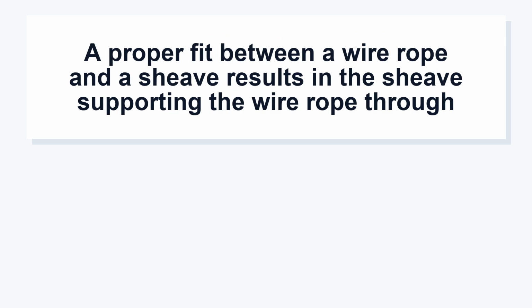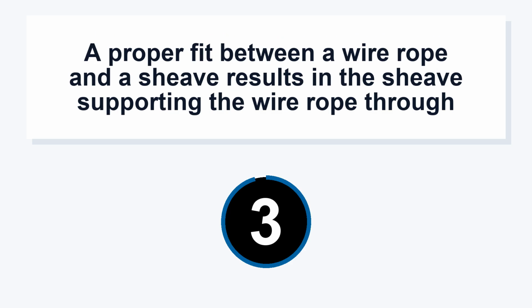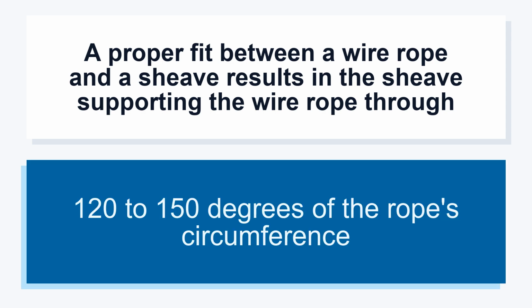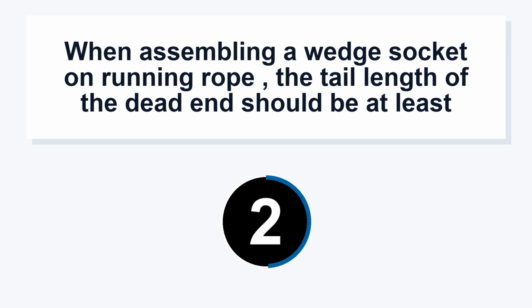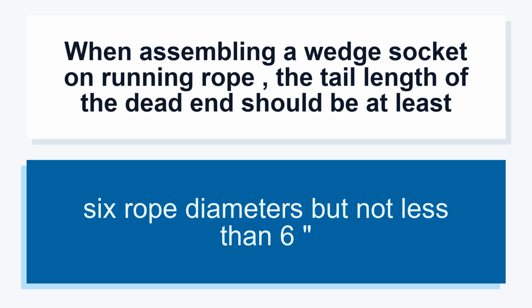A proper fit between a wire rope and a sheave results in the sheave supporting the wire rope through 120 to 150 degrees of the rope's circumference. When assembling a wedge socket on running rope, the tail length of the dead end should be at least 6 rope diameters but not less than 6 inches.